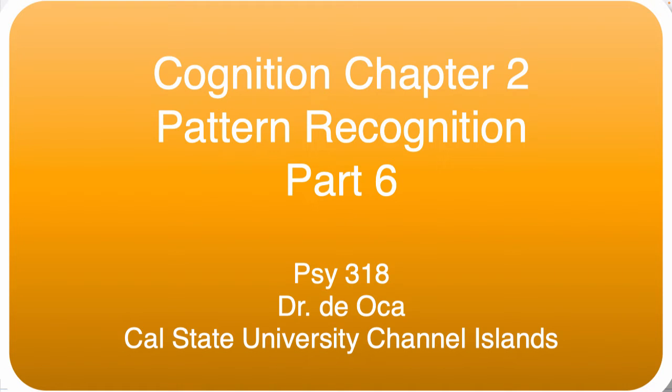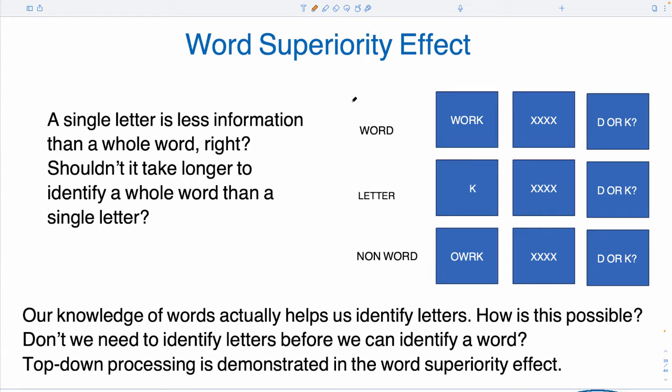So now we're going to take a look at something called the word superiority effect. And it addresses the issue of how we recognize letters versus words. And you might think that a single letter is less information than a whole word, right? And so shouldn't it take longer to identify a whole word rather than a single letter?